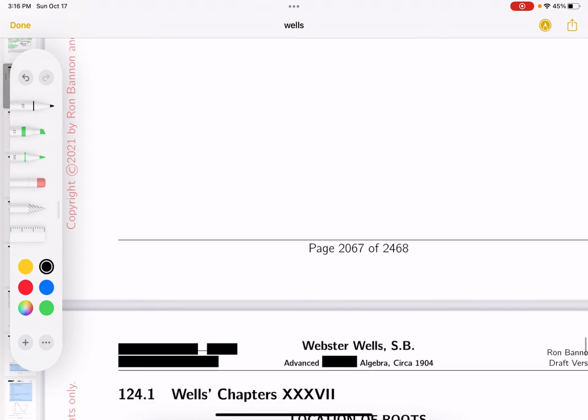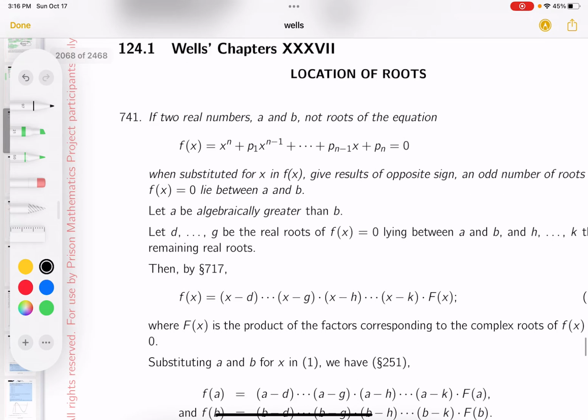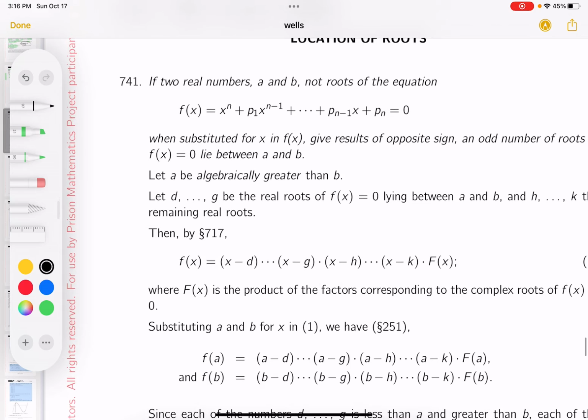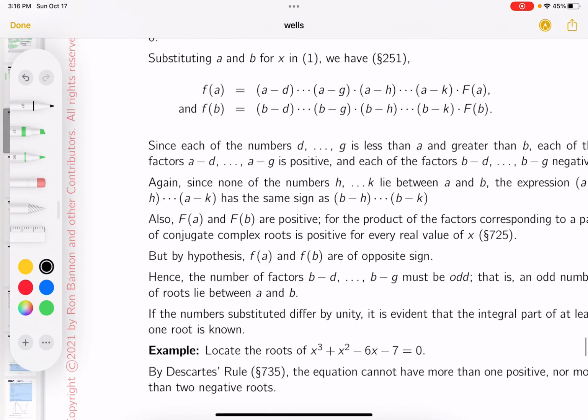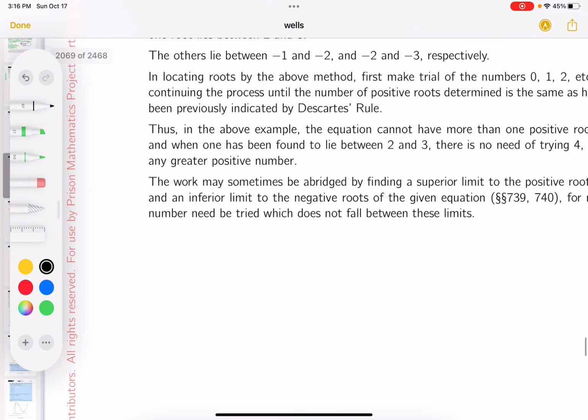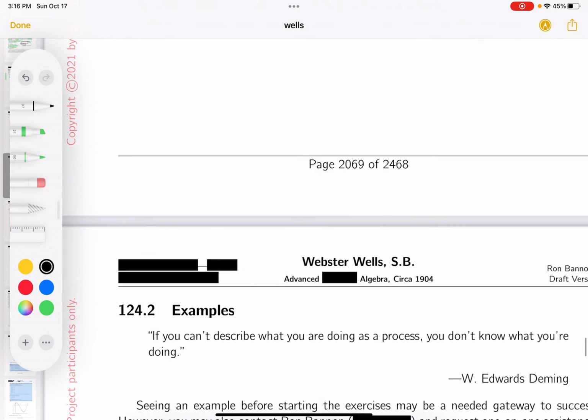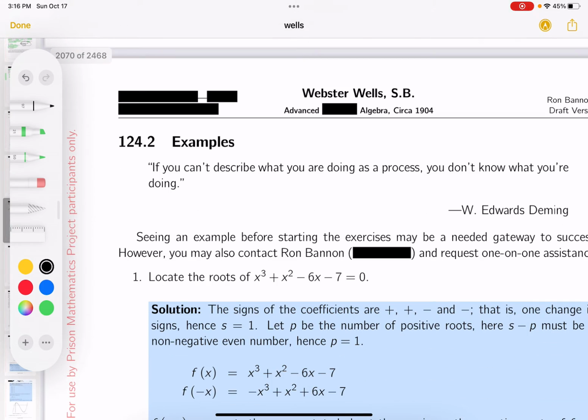All right, so this section is location of roots. For the most part, I'm trying to locate roots on integer intervals because it's easier for me to do that. If I'm doing integer intervals, what I really want is to look at the problem and have some sense of what it looks like. Let me write this down for you: f of x equals x cubed minus x squared minus 6x minus 7.